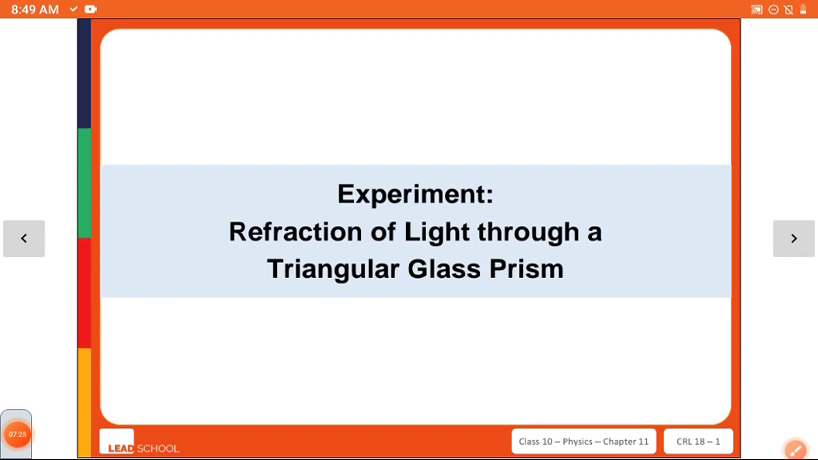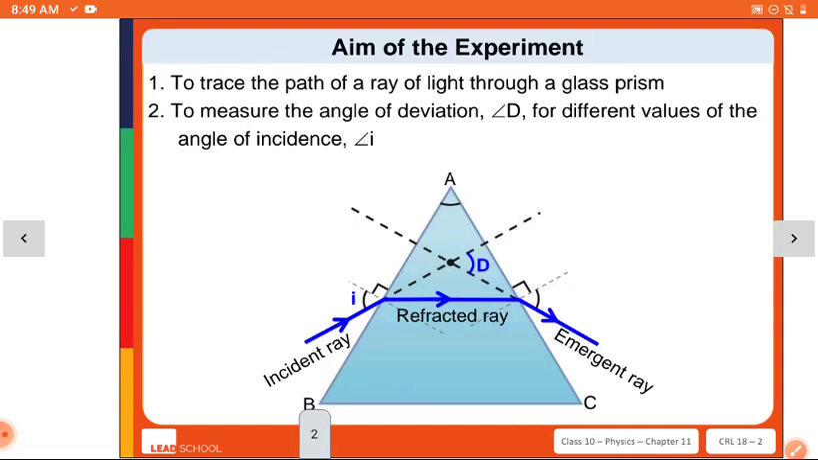So students, after that we have to experiment on a rectangular glass prism. How does a ray of light pass through a rectangular or triangular glass prism, and how does refraction take place? First of all, we trace the path of a ray of light through a glass prism.